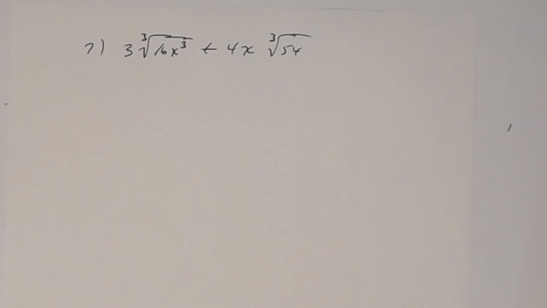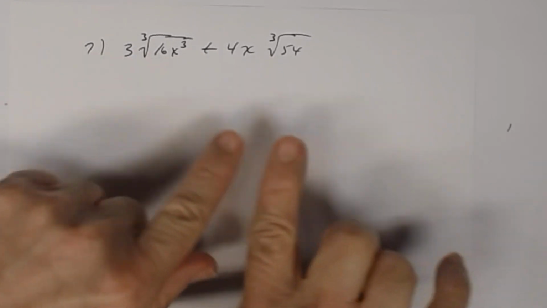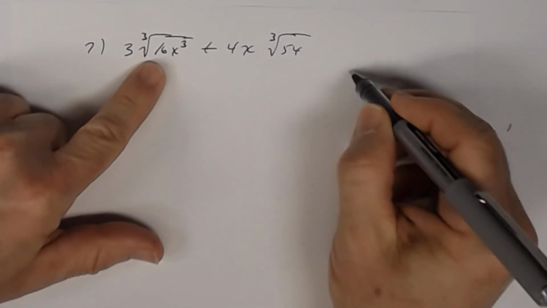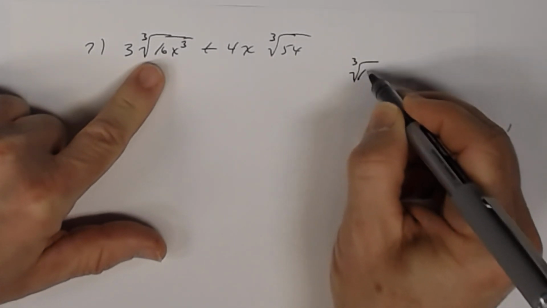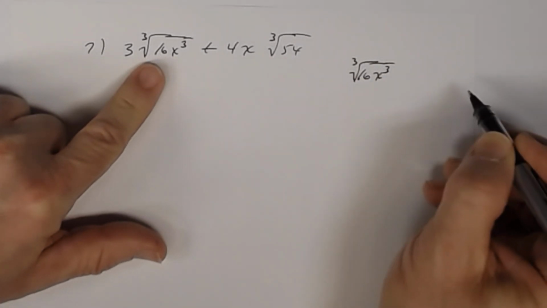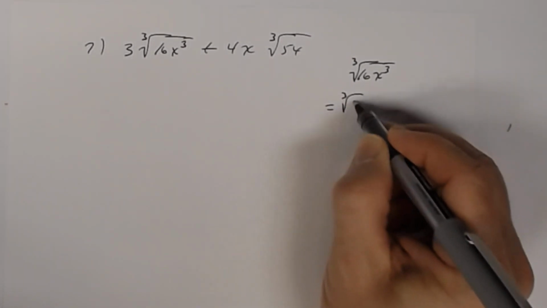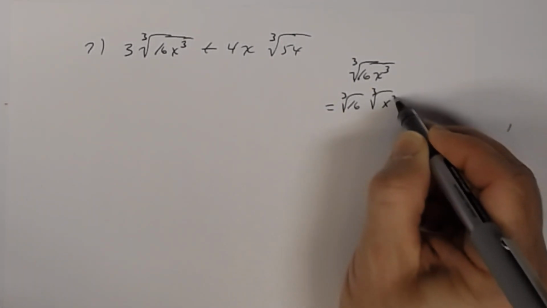All right, so just like we did a while ago, let's go off to the side and kind of simplify these cube roots. So let's go off here and do the first one. So that's the cube root of 16x to the third power. So by the product rule, I know I can rewrite this as the cube root of 16 times the cube root of x to the third.